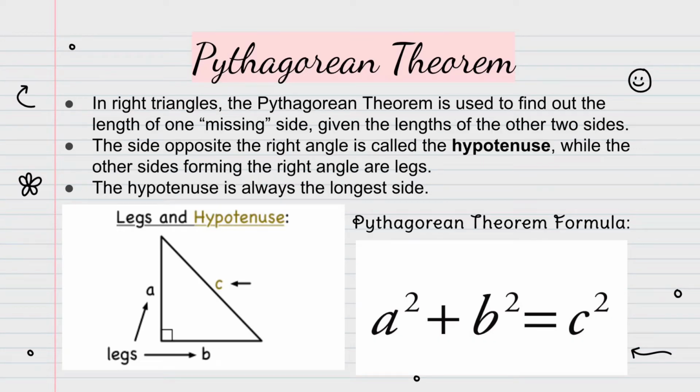Let's talk about the Pythagorean theorem. In right triangles, the Pythagorean theorem is used to find out the length of one missing side given the lengths of the other two sides. The side that is opposite to the right angle is called the hypotenuse, while the other sides are called the legs. The hypotenuse is always the longest side. Here we can see the Pythagorean theorem formula, which states a squared plus b squared equals c squared. Whenever you see a question, you would plug in the numbers for a and b in order to figure out the missing side, or c squared.